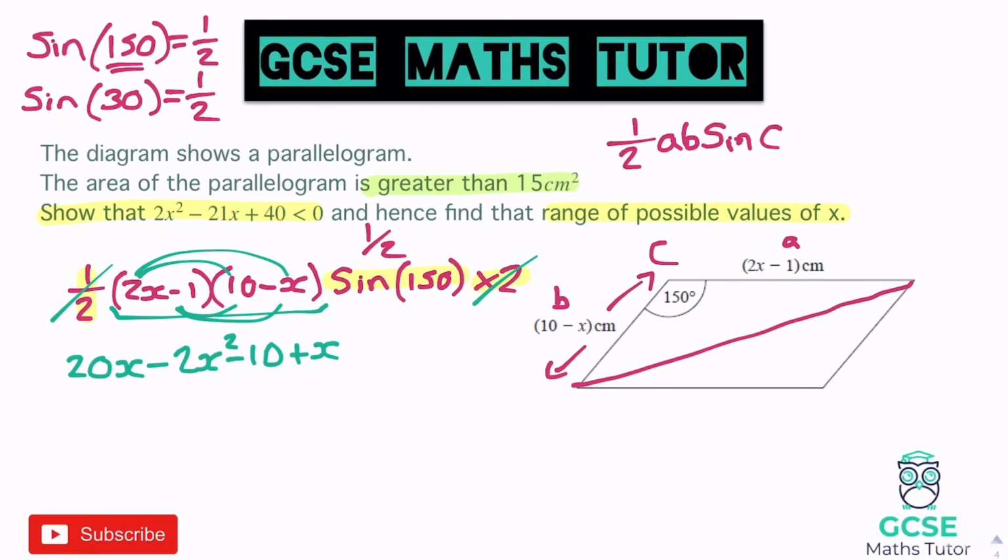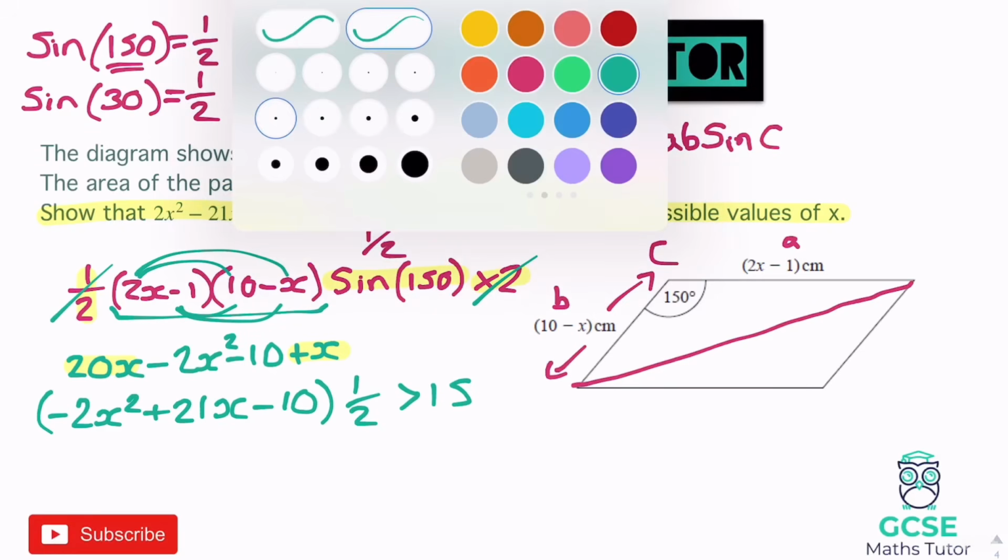There we go. And if we simplify that down, and I'm going to put the x squared at the start, so we've got a minus 2x squared. We have got the 20x, add the 1x, so that makes 21x, so plus 21x. And then we've got the minus 10. And that is all getting times by a half, so let's just close the brackets there. I'll put the half at the end. I'd rather put it at the start actually, but I've run out of space there, so we'll put the half at the end, and it says that that is greater than 15.